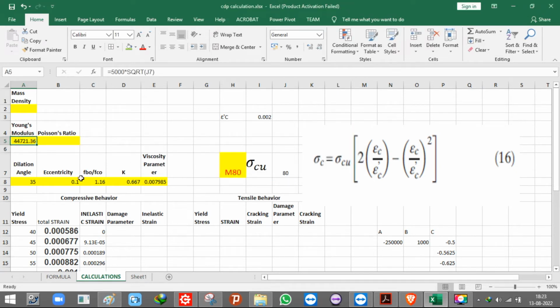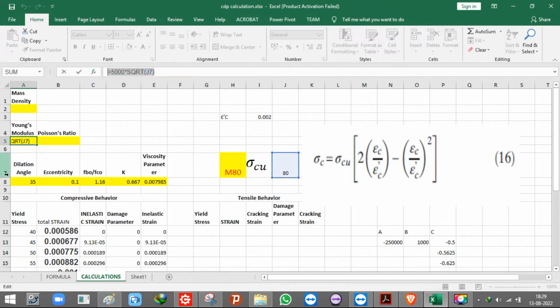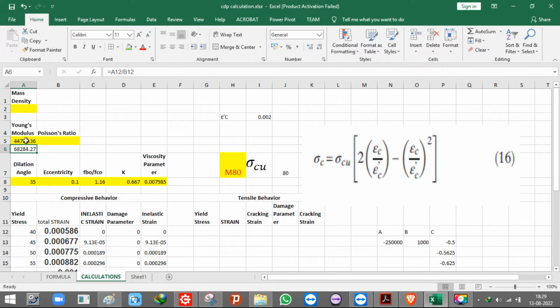So this is my modulus of elasticity, that is 44,721. Young's modulus that we have got using 5000 under root fck. This is for IS 456 2000. Now, if we use the simple formula of stress upon strain, that is, this is my yield stress upon yield strain up to elastic point, it is getting 68,000. Now, which one shall we take?